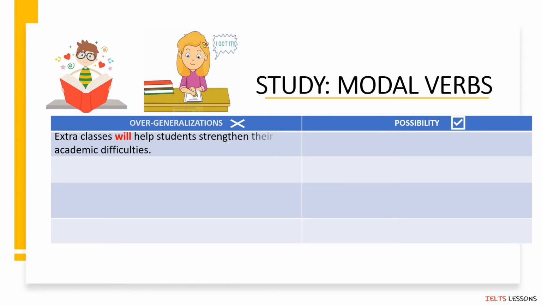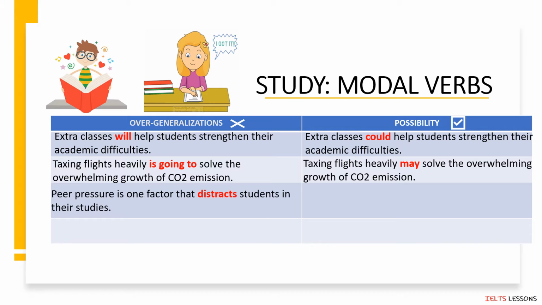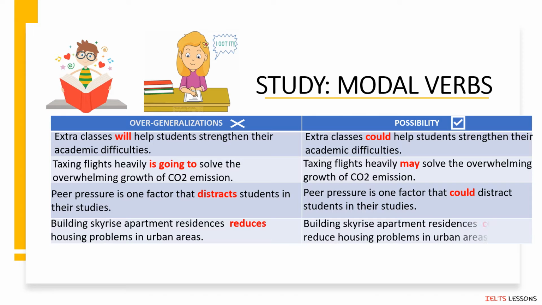For example, here it says extra classes will help students strengthen their academic difficulties. Now again, we are not 100% certain that extra classes will help students strengthen their academic difficulties. That is why we can say extra classes could help students strengthen their academic difficulties. So I want you to check the 3 other example sentences here, and identify the modals that we can use to express only the possibility but not certainty.